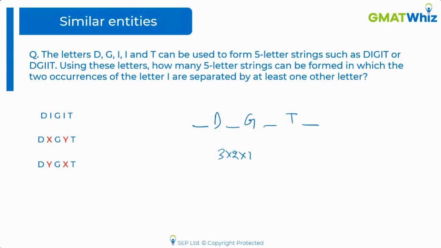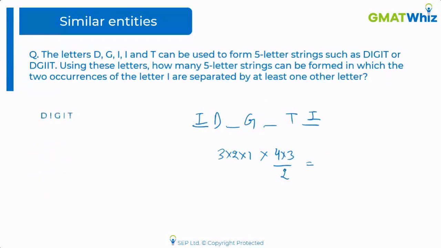Then I can place the i's. How many i's are available? There are 2 i's. The first I has 4 options, so it can go in this place, for example, and the second I has 3 options, let's say it goes in this place. But remember, when we do this, we are also considering the arrangement of the i's, so I will divide it by 2. That's how the answer comes out. Let me check the options again. The answer is D, which is 36.